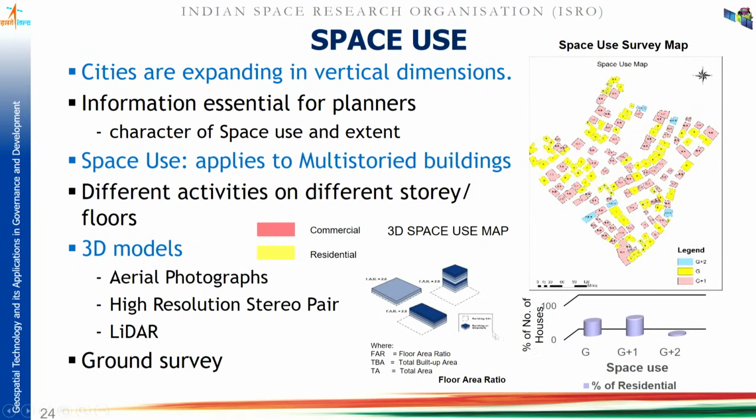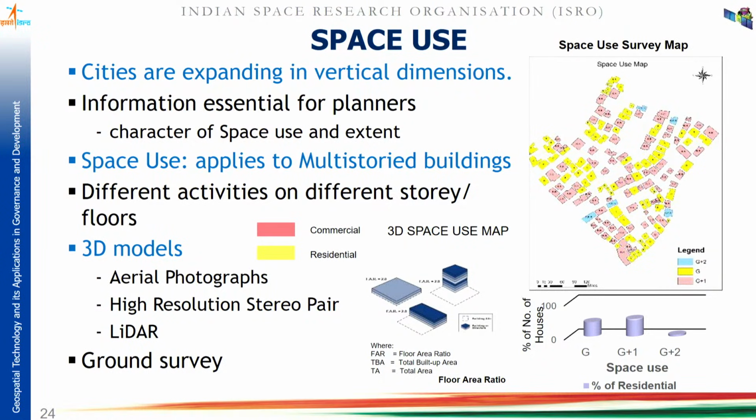And nowadays the buildings are not only growing in 2D, they are also growing vertically. So there is an urgent need to map the Z direction also, how much growth is taking place in the Z direction. We call this space use mapping for multi-story buildings. So using aerial photographs, high resolution stereo pairs and lidar, we have tried to map the number of stories and what kind of activity is going on in each story.